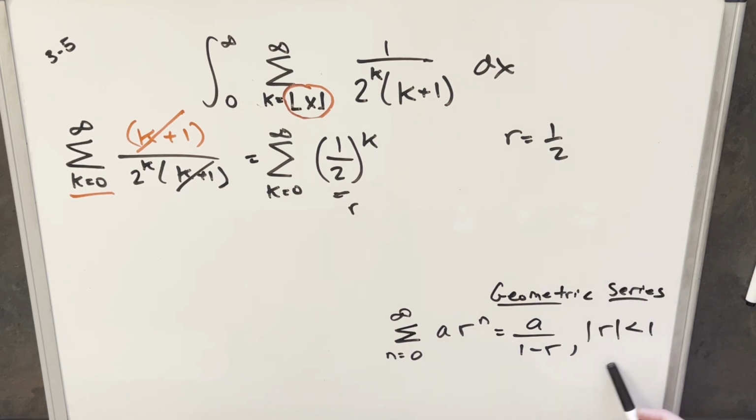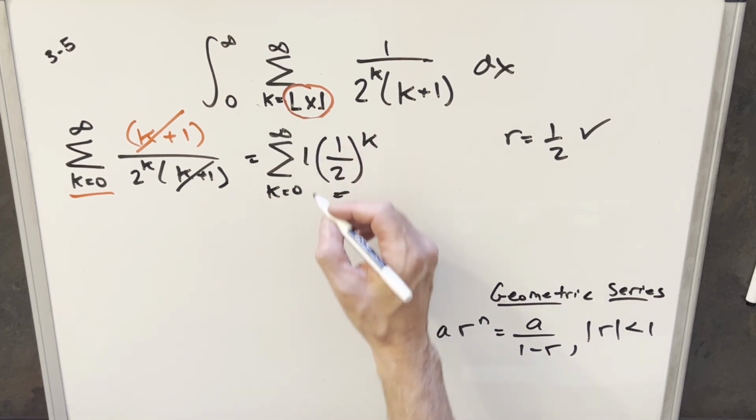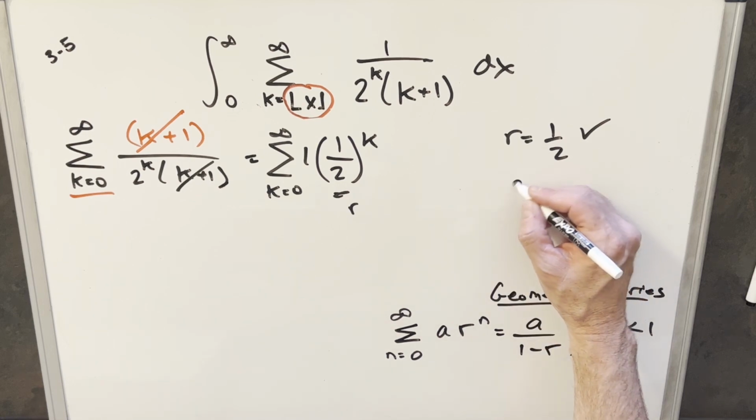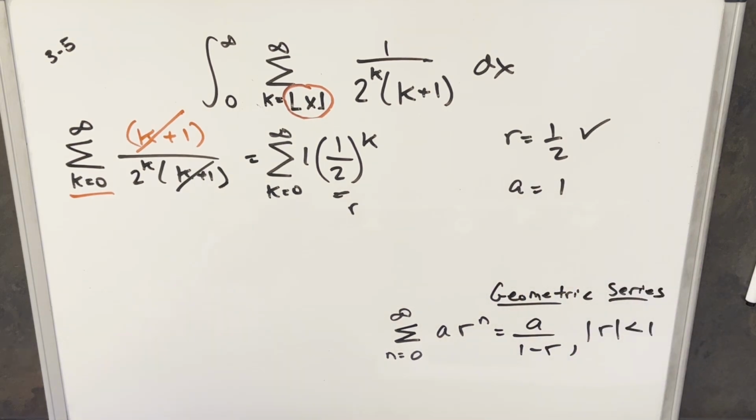Now we have this condition on geometric series that the absolute value of our r value needs to be less than 1, but of course a half is less than 1, so we're fine here. And what that tells us is that our series is going to converge. Now for our a value, we could just write a 1 out front here as a coefficient, because there is no coefficient, so we're just going to say our a value is 1. And now we have everything we need to solve this using our formula over here.